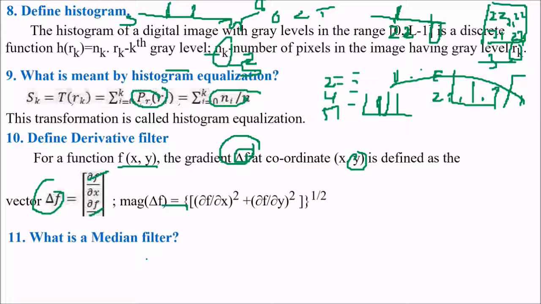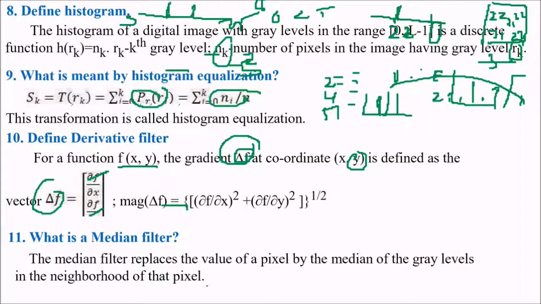What is a median filter? The median filter replaces the value of a pixel by the median of the gray levels in the neighborhood pixels. So if a certain image is there, say you have one pixel here. I'm just taking one pixel now. So what does the median filter do?